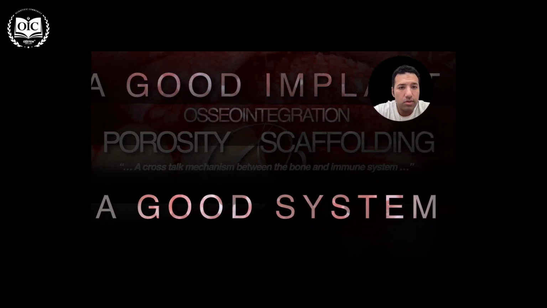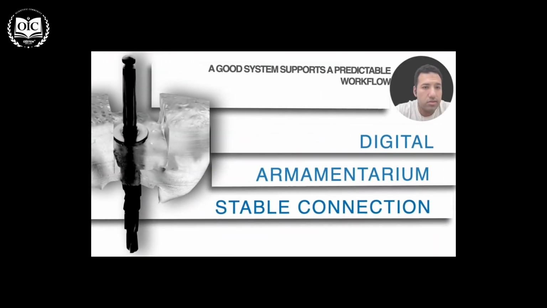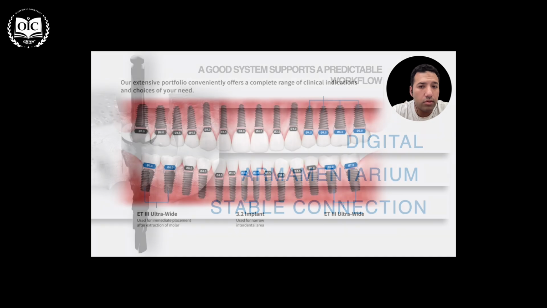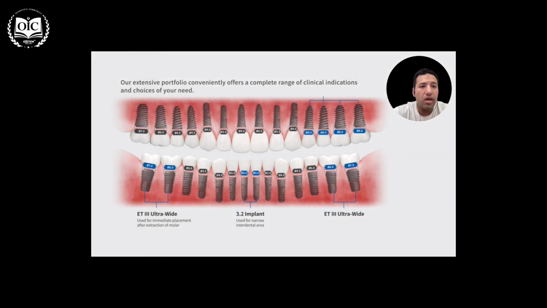So a good system should support many things, such as digital workflow, armamentarium, kits and sizes of implants, and finally a stable connection, the implant abutment connection that supports the supracrestal fibers and prevents crestal bone loss with the years. We have direct, very easy to memorize and very easy to calibrate sizes in the Osstem system, from 3.5, 4, 4.5, 5.